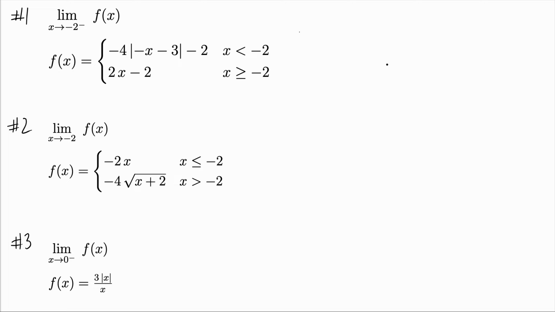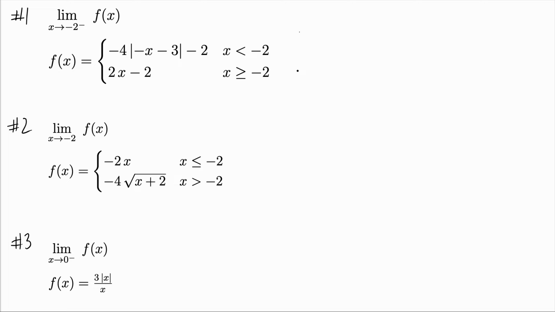Okay, so here's problem number one. We are taking a limit as x approaches -2 from the left side of f of x. F of x is described by this piecewise function, a different definition for the output of f when the x value inputs are less than -2 versus when they are greater than or equal to -2. Okay, go ahead and work on it.